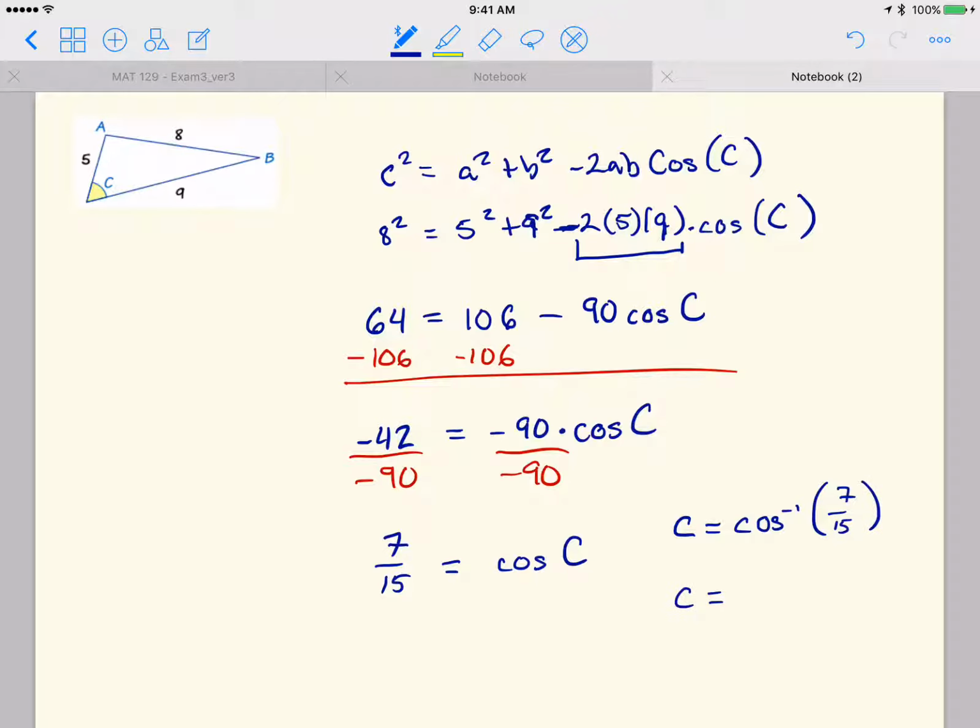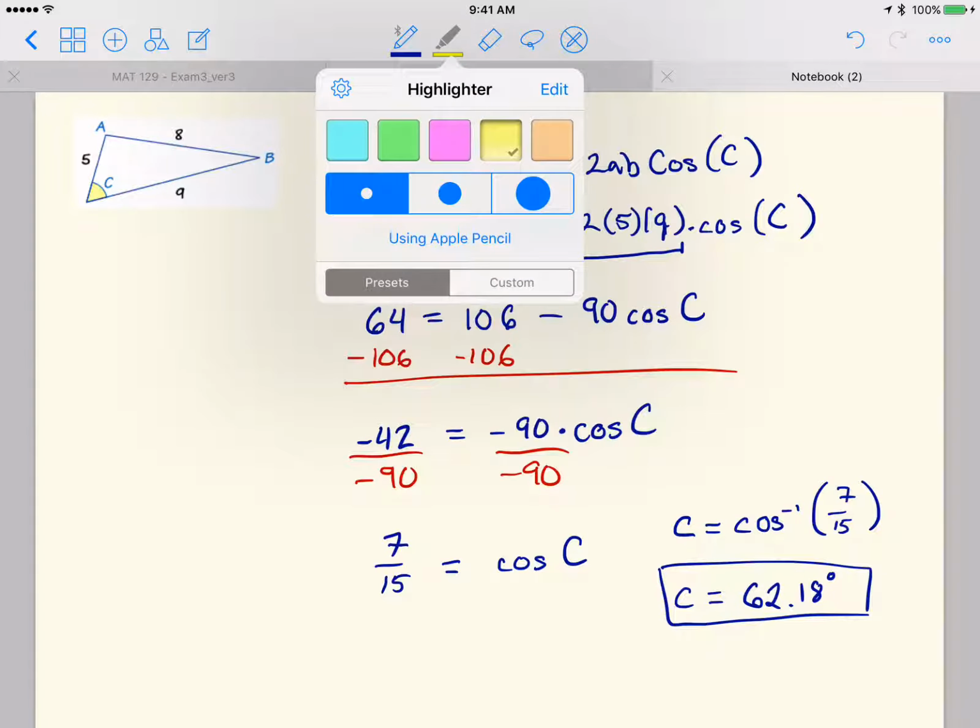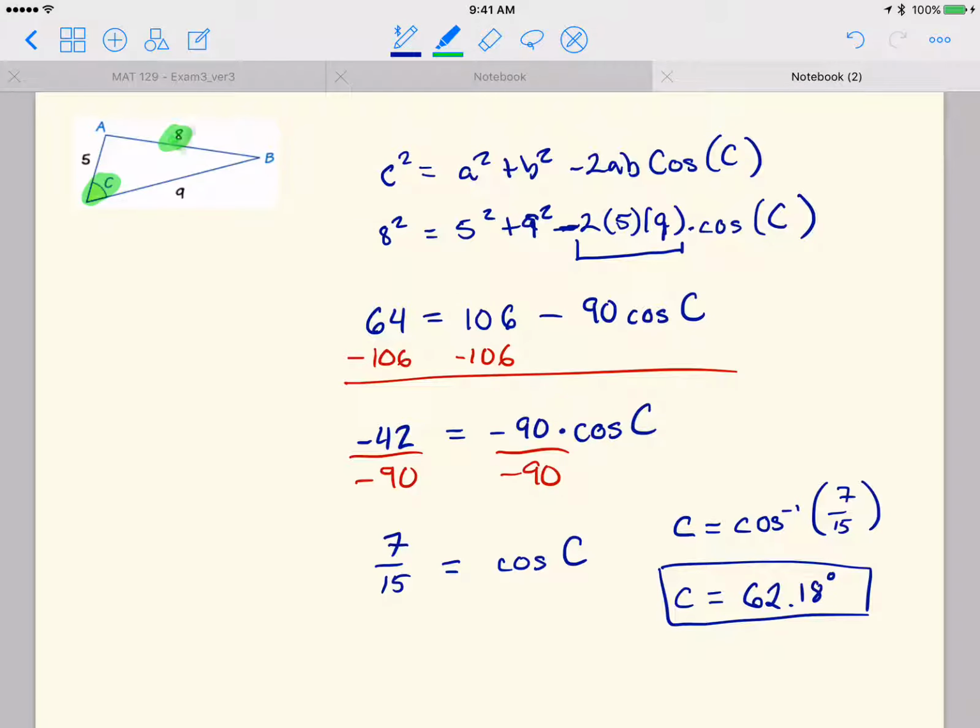And so what is that? Survey says 62.18. And now I know that angle. And now that I know that angle, that gives me a corresponding pair, a side and an angle. So if I had to continue on and find all the other parts, in other words, the other two angles, I'd probably use the law of sines to continue this problem on. But anyhow, so there is the law of cosines in action, two different kinds of situations.